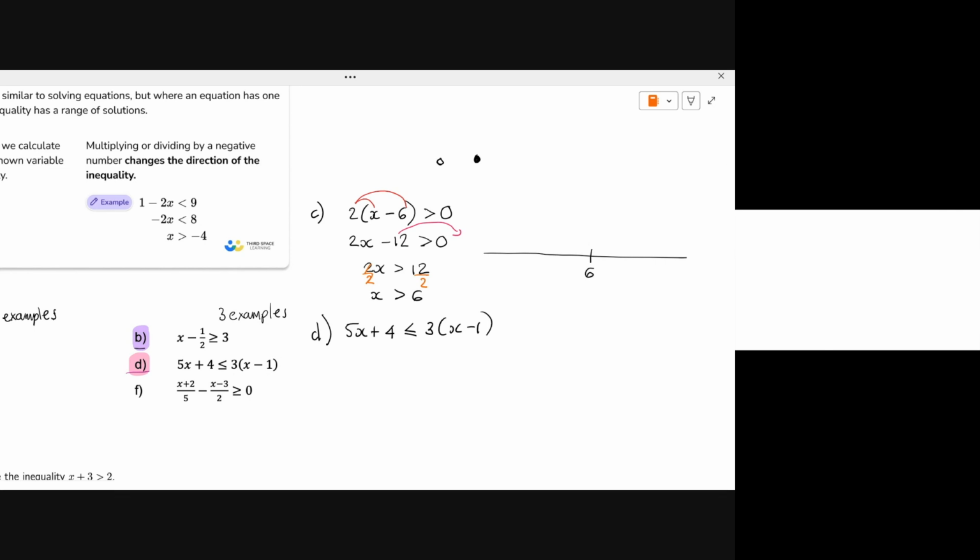Now, tell me, closed dot or open dot? Yes. Awesome. It's open. And how do we know that it's open? Because x only needs to be greater than 6. It needs to be greater. 6 is not included. So we're going to put an open dot. Well done, Lerilwe. Lovely work.